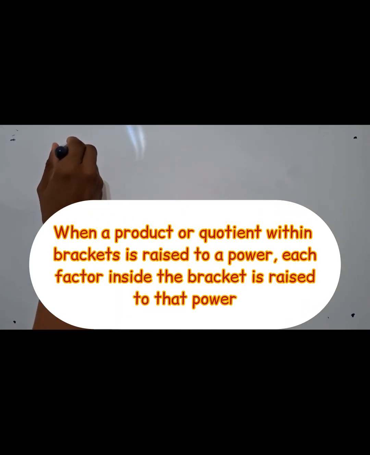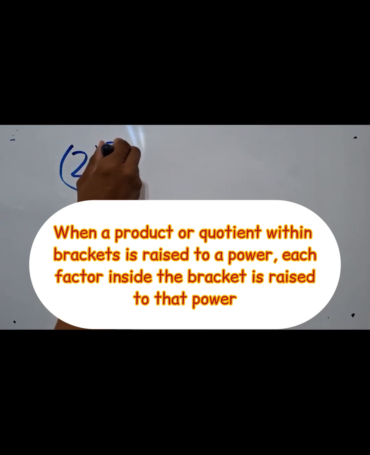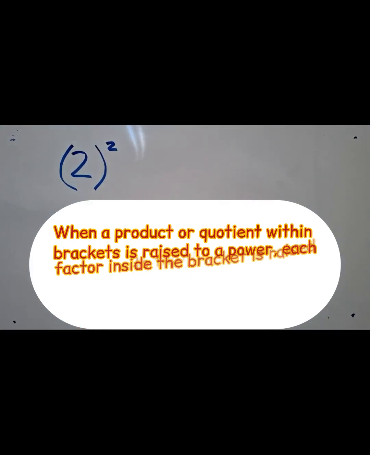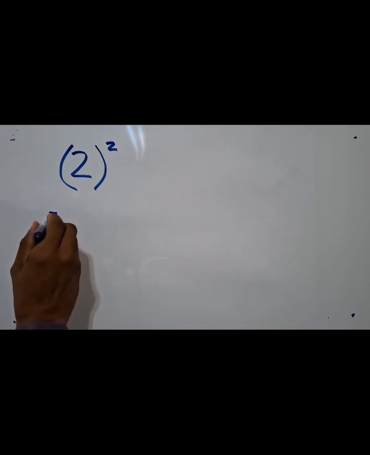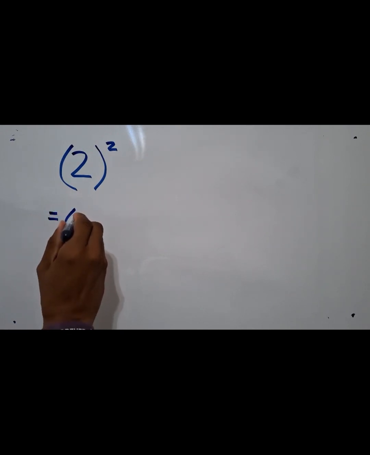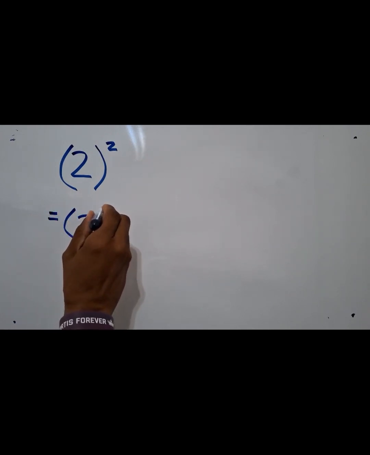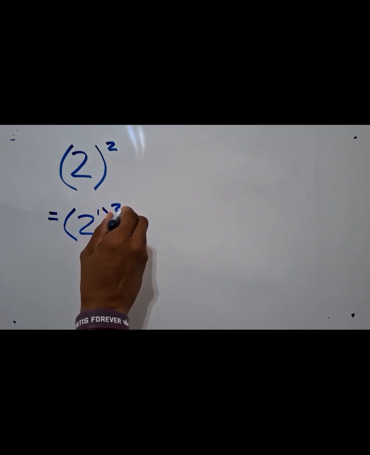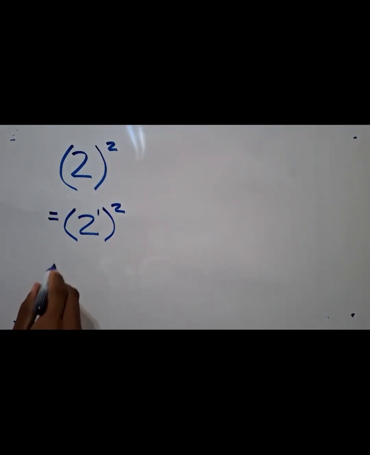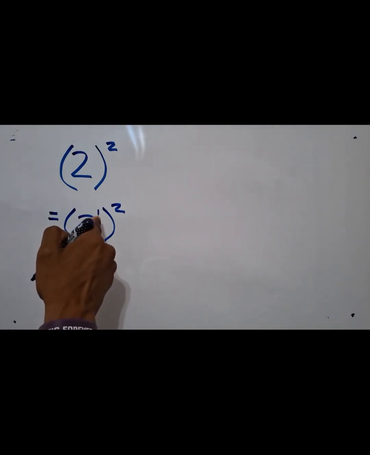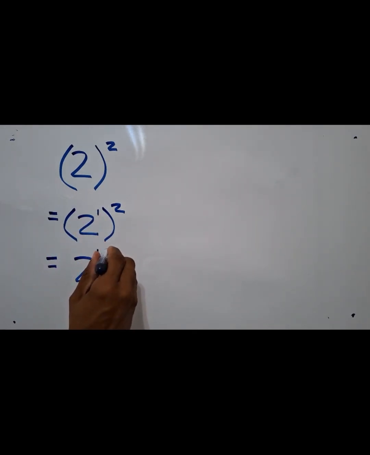Now, when a product or a quotient within brackets is raised to a power, each factor inside the bracket is raised to that power. That's the rule that governs the bracket law of indices. So 2 in bracket raised to the power 2 outside is the same thing as 2 in bracket. Remember that 2 is the same thing as 2 raised to the power 1. So this is the same thing as 2 raised to the power 1 times 2.